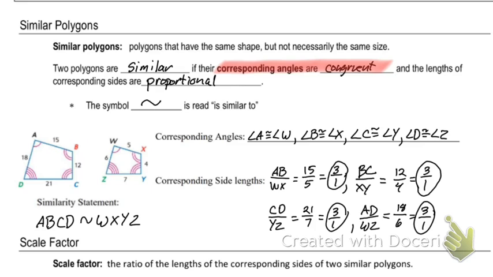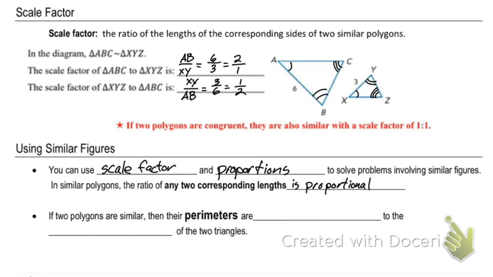It's kind of like if I knew the scale, notice on this one, the scale factor was always 3 over 1, no matter which side I was looking at. That's how it is in any similar polygon. All right, second thing, if two polygons are similar, then their perimeters are proportional to the scale factor of the two triangles.